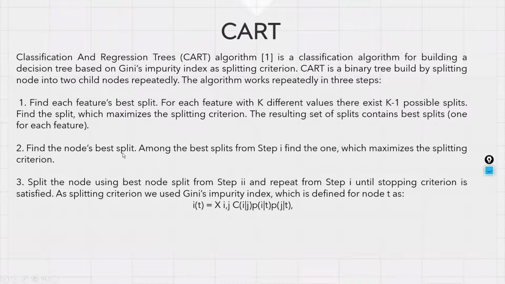Now find the node's best split among all the splits available within that criteria. So we compare across all the 3 variables, right? Whichever split maximizes that is going to split the node. Split the node using the best split from step 2. Repeat this step. This is called recursive applying.